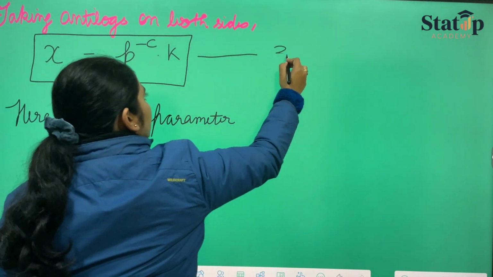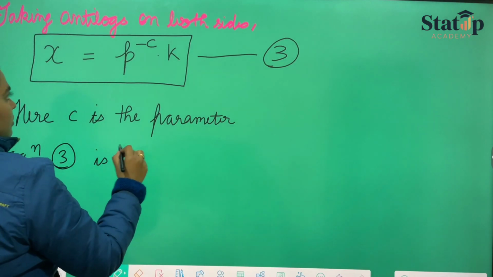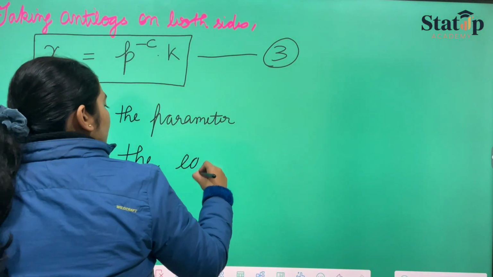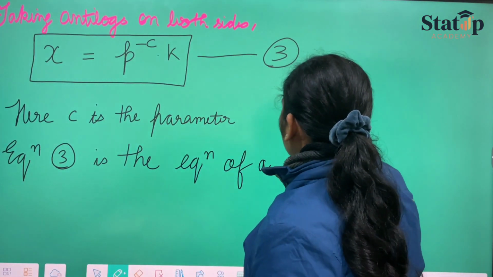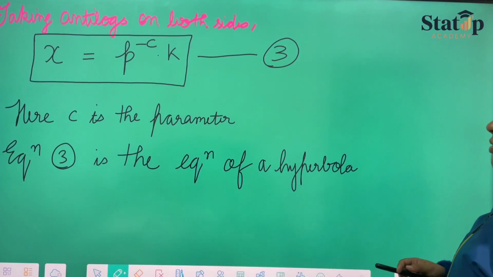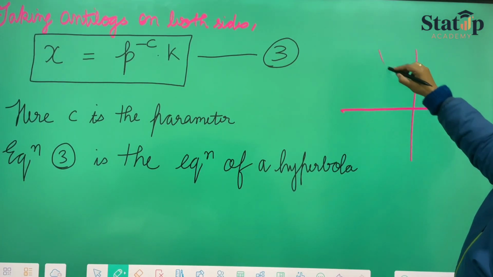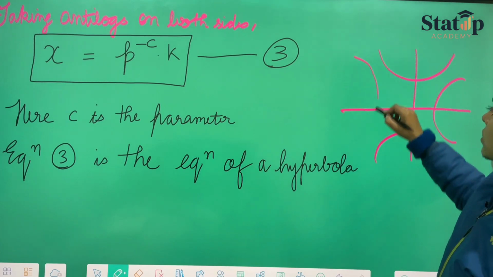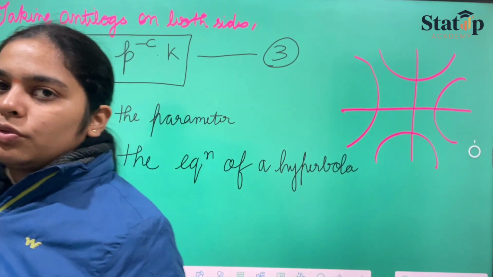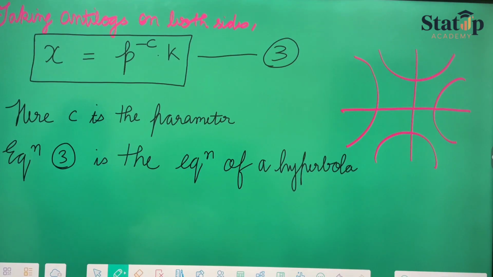And let us take it as equation number 3. This equation 3 is the equation of a hyperbola. Now here also you can mention what a hyperbola is, as we did here. Hyperbolas were these four curve-like things, and they had equations like these: y square equals 4ax, or x square equals 4ay, like that. So you can mention that as well, but it is unnecessary.